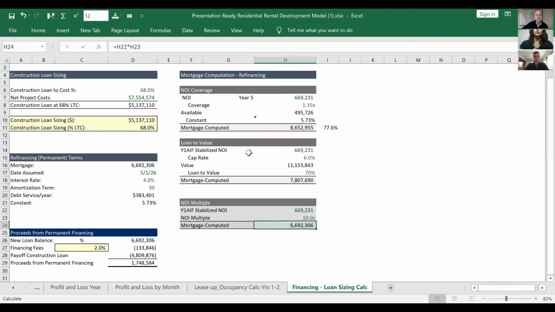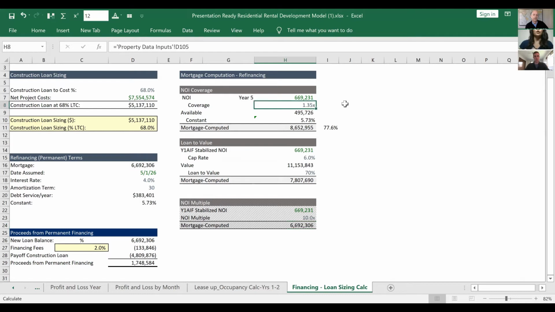You could also look at your loan to value. This varies anywhere from 60 to 75%. 70% is a good rule of thumb to keep when you're modeling. Based on loan to value, I'm looking at my stabilized NOI using a cap rate, coming up with a value, and taking 70% of that, and I'm saying that my possible mortgage could be 7.8 million. Then I'm comparing it to the 6.6 million, and I'm also looking at the debt service coverage.